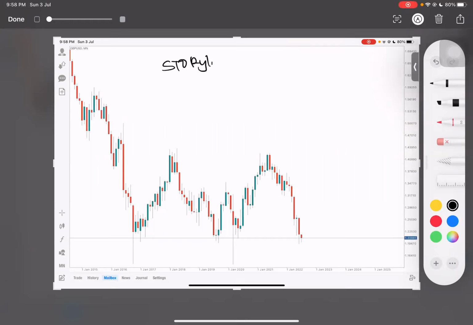To look for the storyline, we first have to understand what a storyline is. The time frame we should use for the storyline is only weekly or monthly. If you feel monthly is too big a time frame, then at least go to the weekly. I just want people to go to the weekly to see the trend.